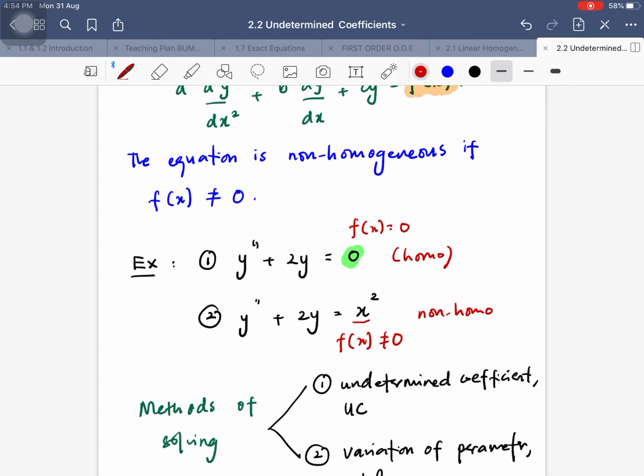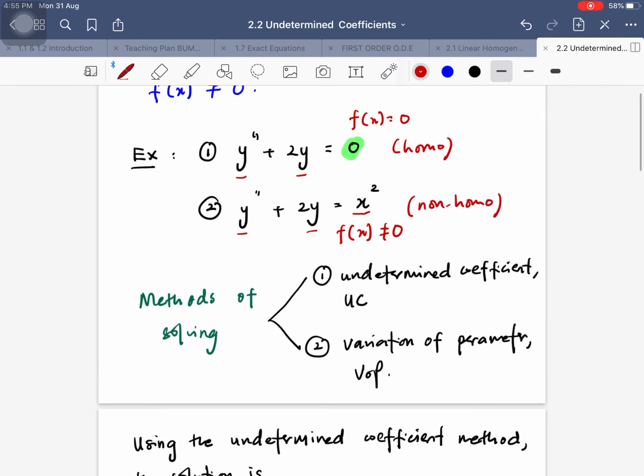All you have to do is rearrange your variables, so anything related to the dependent variable is going to be on the left hand side. If the right hand side is equal to 0, it's going to be called a homogeneous equation. If it's not equal to 0, it's going to be called a non-homogeneous equation. So that will be the idea.